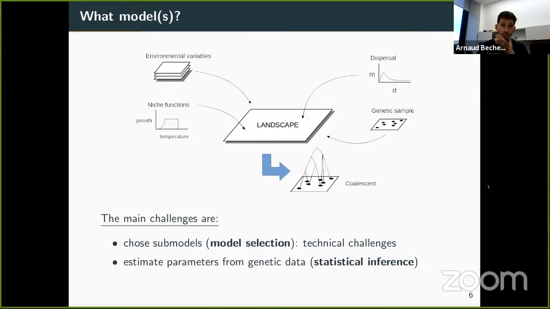And you can say, for example, for niche functions, that the growth rate of the population follows a given function of the temperature or the suitability, or generally the suitability.